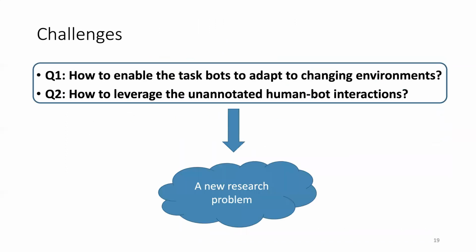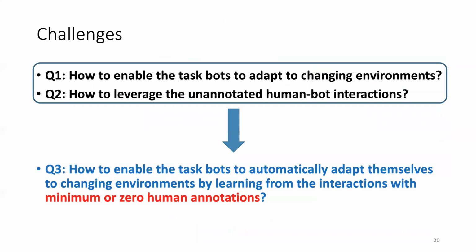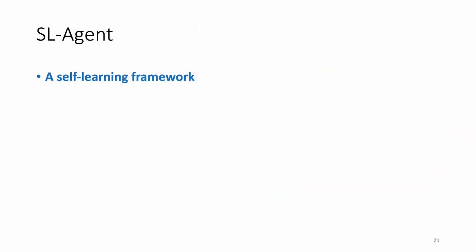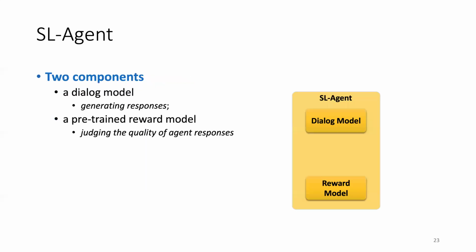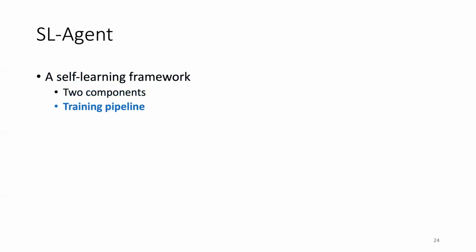In this work, we propose a new research problem: how to enable task bots to automatically adapt themselves to changing environments by learning from the interactions with minimum or zero human annotations. And we propose a self-learning framework, which contains a dialogue model for generating responses and a pre-trained reward model for judging the quality of agent responses and outputting reward scores.